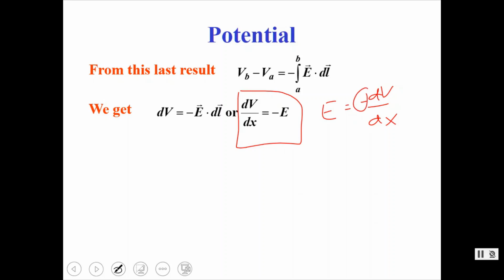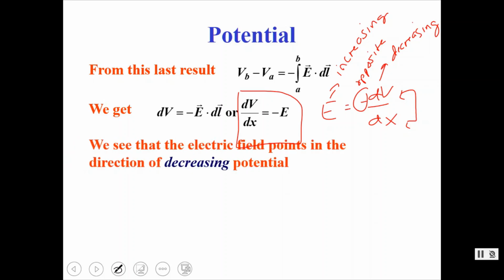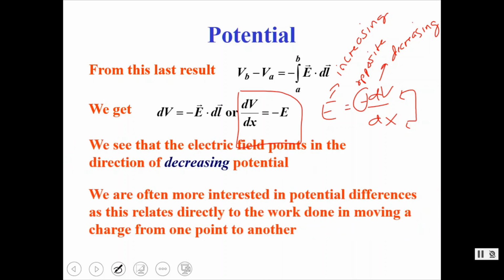The negative is really important because, once again, this is the change in potential with respect to the change in position. So basically, if your potential is decreasing, because of that negative, that means the opposite: your electric field is increasing. And the opposite would be true. If your potential is increasing, then the negative says opposite, so your electric field is decreasing. So the electric field points in the direction of decreasing potential.